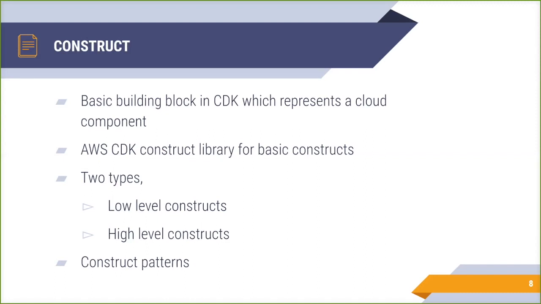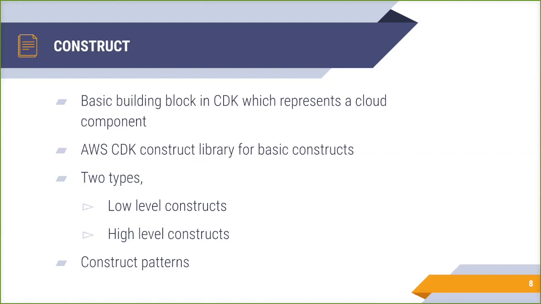The only thing you have to do is mention only the most important stuff, and the other would be replaced with defaults. But of course, we can give our own values for those default values as well. They're just optional. So then AWS has introduced something called construct patterns.